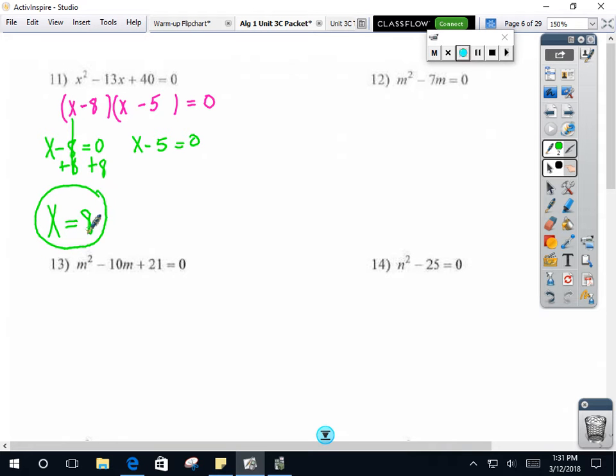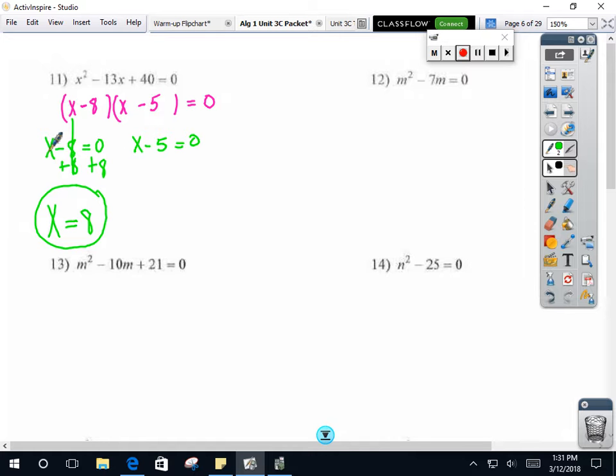Now, the reason that's a solution is because if you took the time to plug in the 8 for x, 8 squared minus 13 times 8 plus 40 would equal what? 0. Now, to solve this one for x, what would we do? Yes?